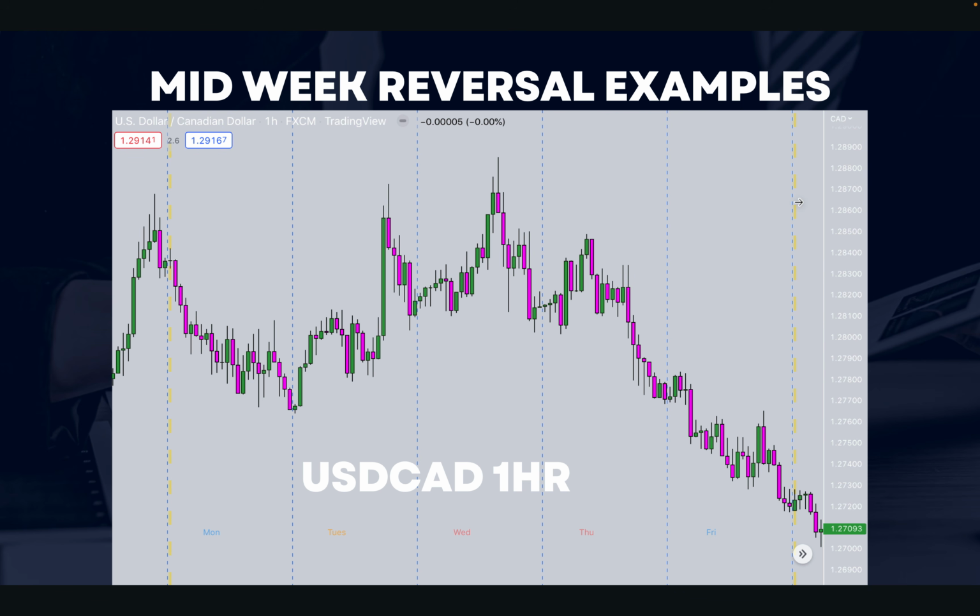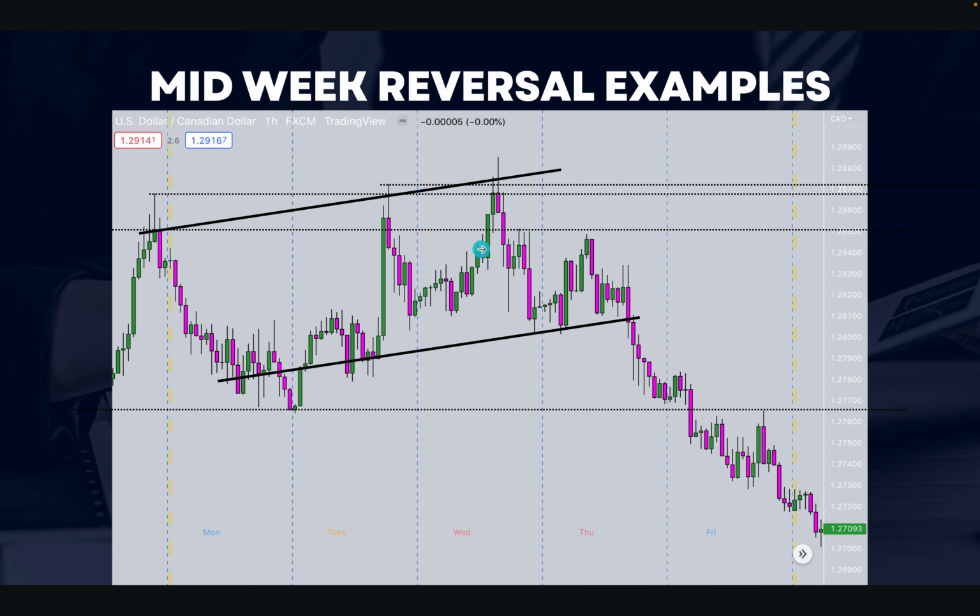Looking at a new pair here, a new example, USDCAD 1 hour time frame. Here we see another trend. It is an uptrend. We have a low, we have a high, we have a low, we have a higher high, we have a lower low, we have a higher high, we have a lower low. So this is obviously characteristics of an uptrend. Continuous higher highs, Sunday, Monday, Tuesday into Wednesday.